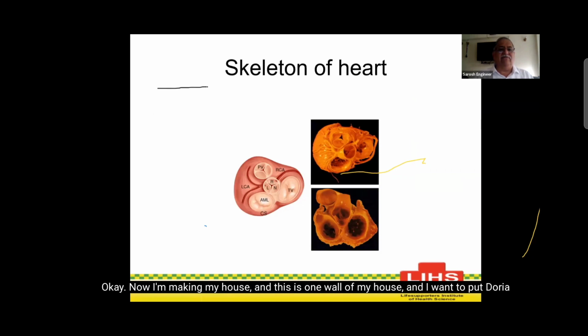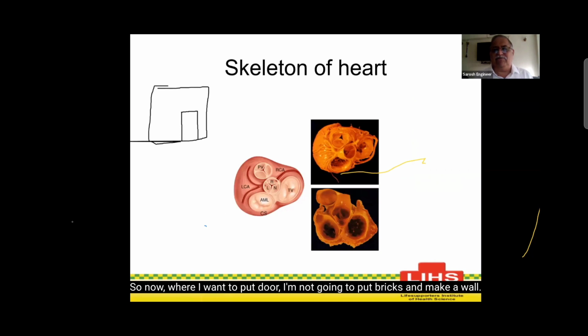Okay. Now I'm making my house, and this is one wall of my house, and I want to put a door here. So naturally, where I want to put the door, I'm not going to put bricks and make a wall, because then again I have to break the wall. So in the brick wall, there is an opening.